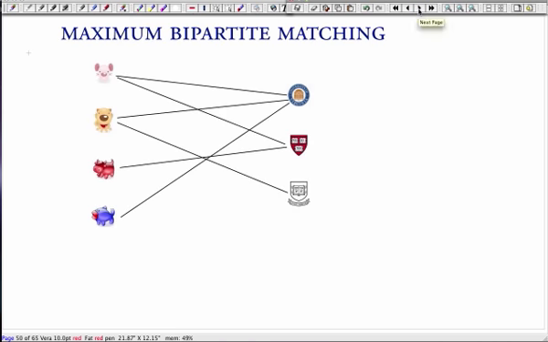I only have 3 minutes, but I will tell you, for example, one extremely important application of MaxFlow is bipartite matching. So here are 4 college students and 3 colleges, and as a country, we have to optimize the number of educated people. So we have to match students to colleges according to who gets admitted.